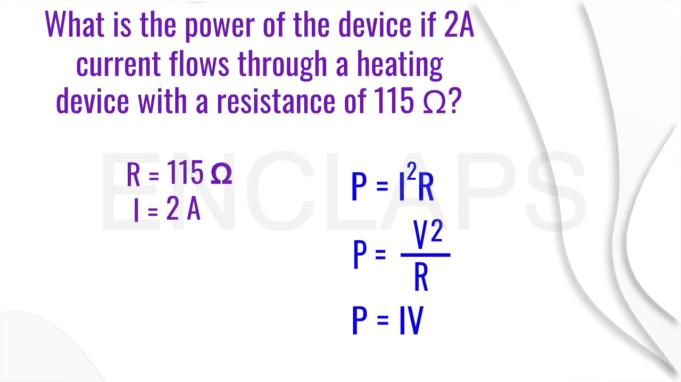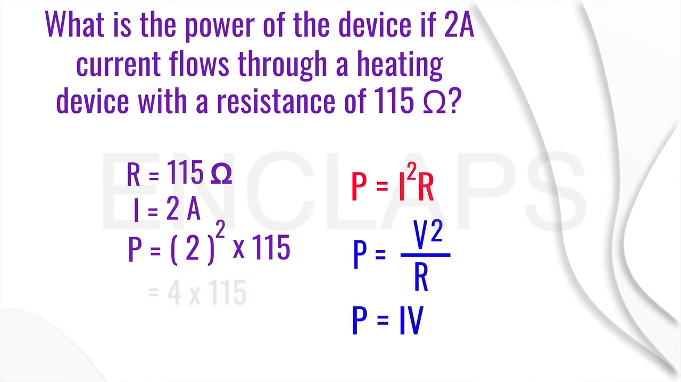It's based upon the given information. So we are going to choose P is equal to I square R because the value of I and R are given and we are going to substitute in the equation. P is equal to 2 the whole square into 115 equals 4 into 115, power is equal to 460 watt. Let's see the next question.